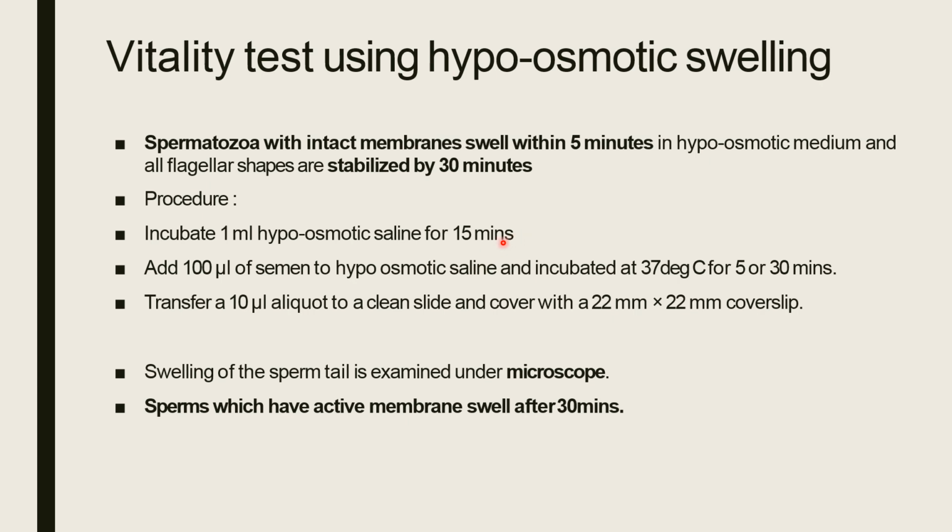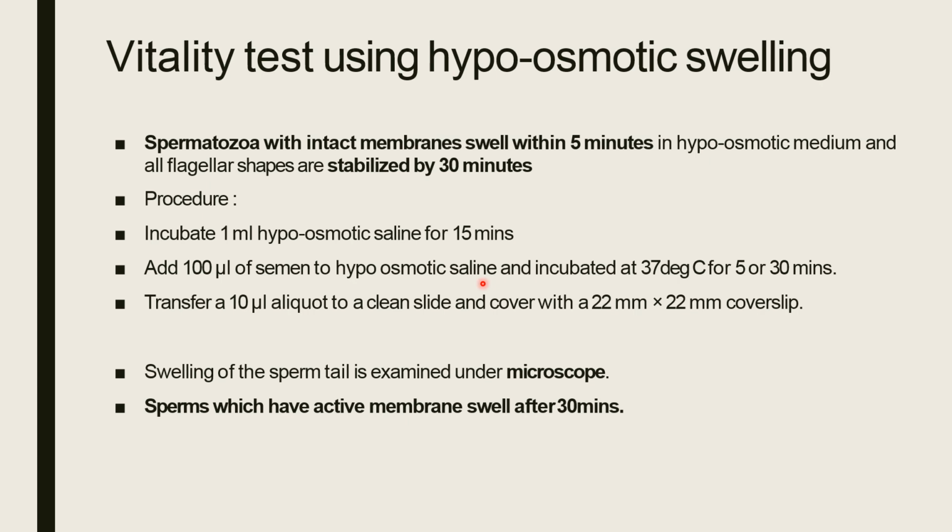Saline is sodium chloride, so it should be less than 0.9% concentration. Sodium chloride 0.9% is called normal saline, and more than 0.9% is called hypersaline, and less than 0.9% is called hypoosmotic saline. So it should be less than 0.9%.